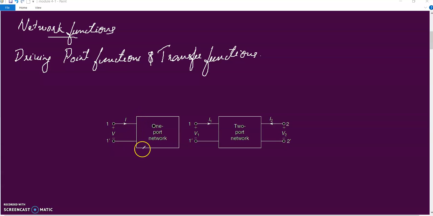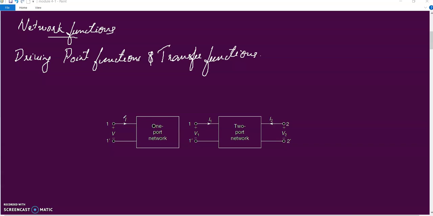Any network can be represented by a rectangular box. That is, a network means a group of elements, that is resistor, capacitor, voltage source, etc. We have studied many types of networks. Such a network can be represented by a rectangular box. Any network should have terminals. Terminals are needed to connect to other networks and also to take measurements.